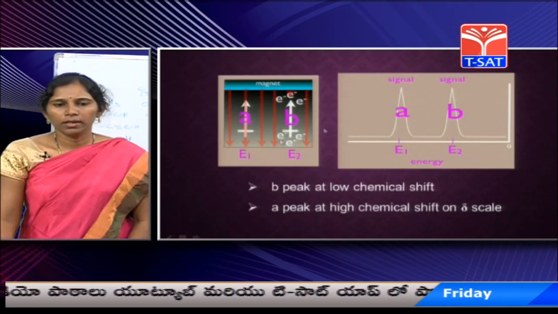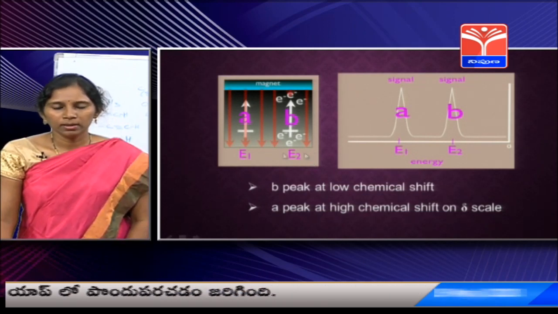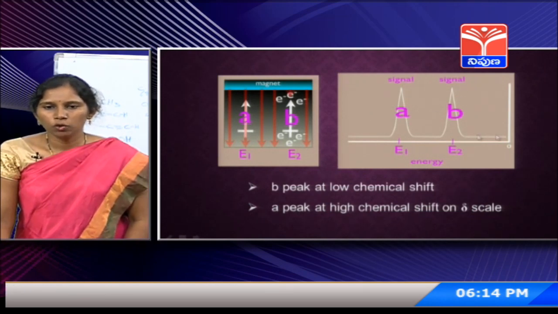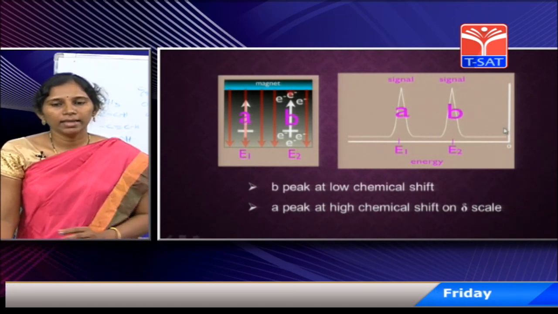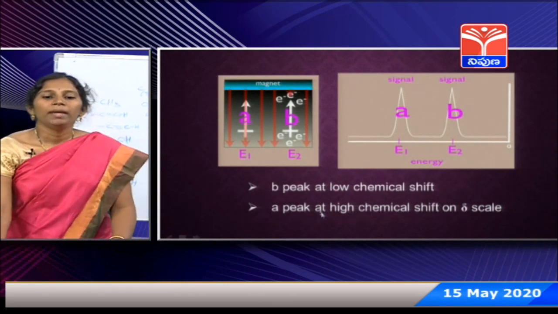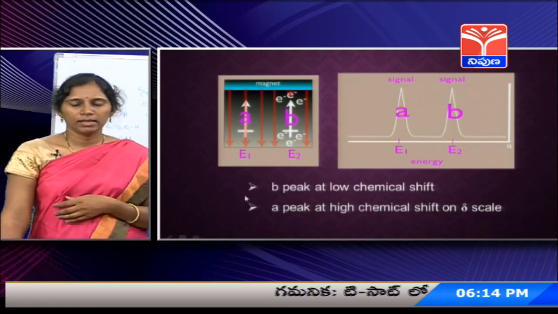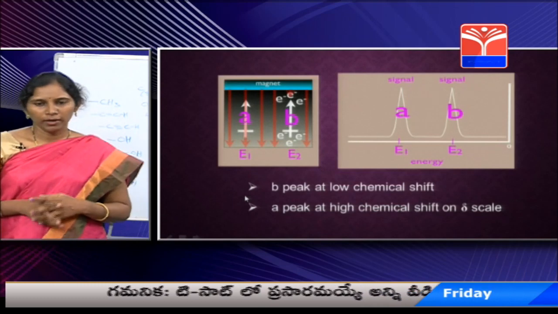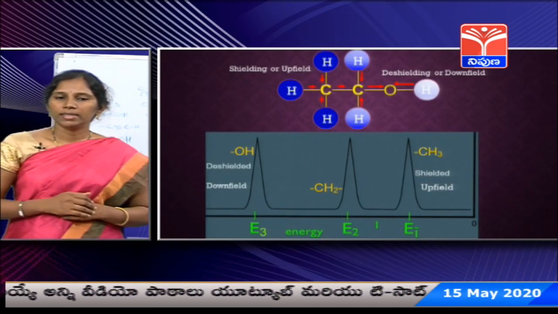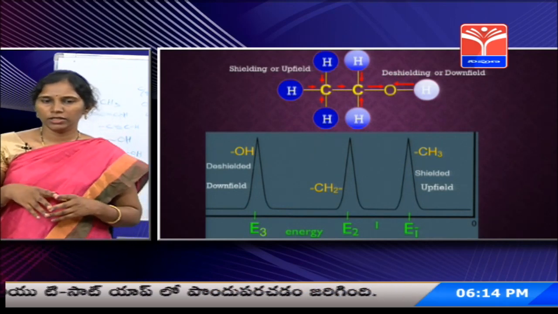Here, look here. In case of B, E2 I labeled, and in case of A, E1. So we get the peak at E2, which is nearer to TMS, that is at lower frequency ranges only. So the B peak is said to be at a low chemical shift and the A peak is said to be at a high chemical shift on the delta scale. Okay. And by this example, you will be able to clearly understand what is shielding and deshielding.